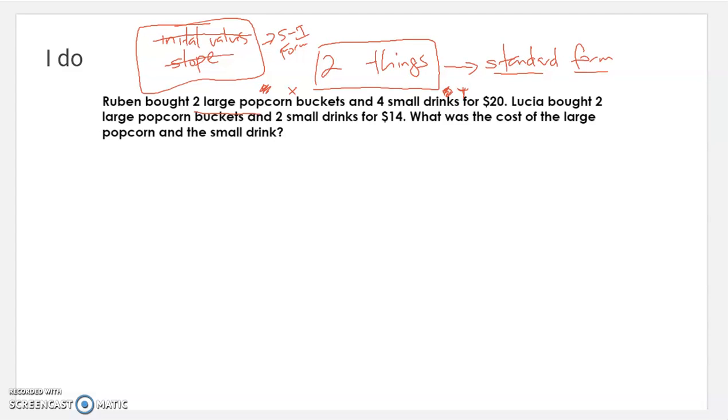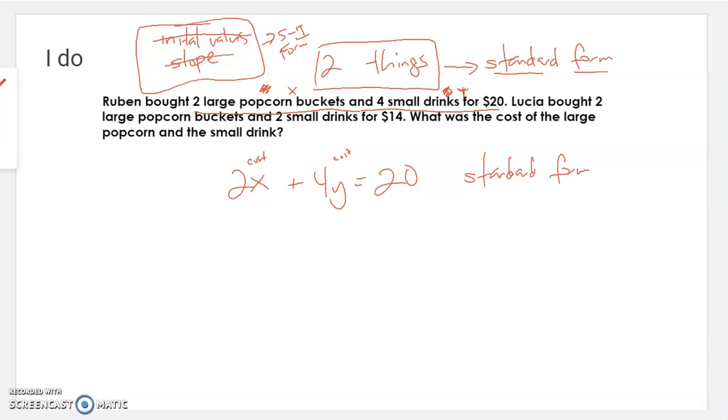So what I see in this first sentence, 2 popcorn buckets and 4 drinks for $20. That means 2 times however much the popcorn costs, plus 4 times however much the drinks cost, add up to $20. Very common sense equation. 2 times this plus 4 times this equals $20. It's right there in the sentence. And you'll notice I get an equation in standard form.